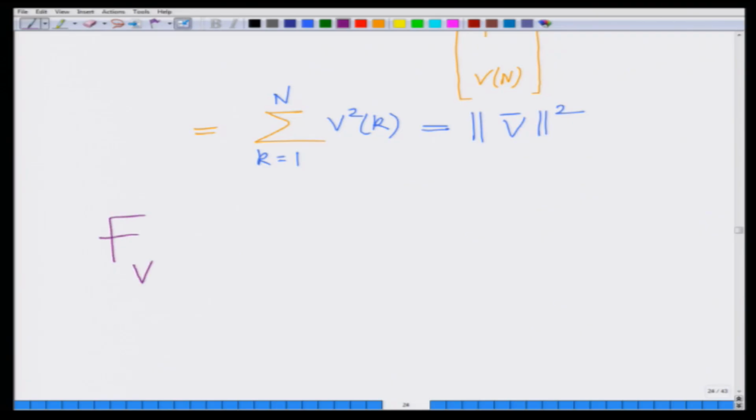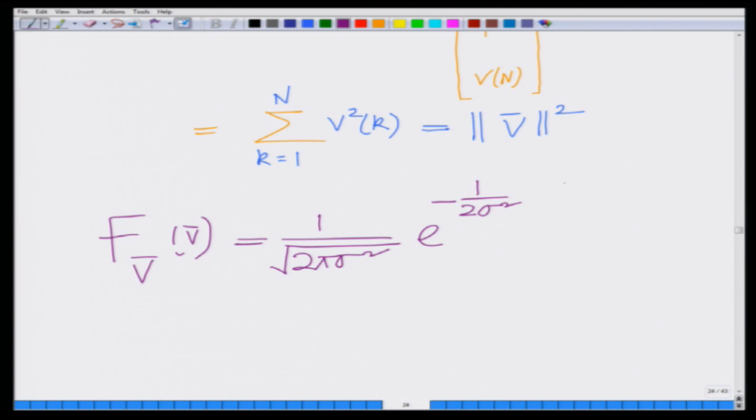In fact, I can now write this as the multivariate probability density function f of V bar equals 1 over square root of 2 pi sigma square e raised to minus 1 over 2 sigma square, the summation of v k square. I am going to replace this by norm of V bar square, and this is an important point. Notice that the summation is a small point, but it is fairly important. I am replacing the summation k equal to 1 to n v square k by norm V bar square, where norm V bar is the Euclidean norm of the vector or also known as the L2 norm of the vector V bar.